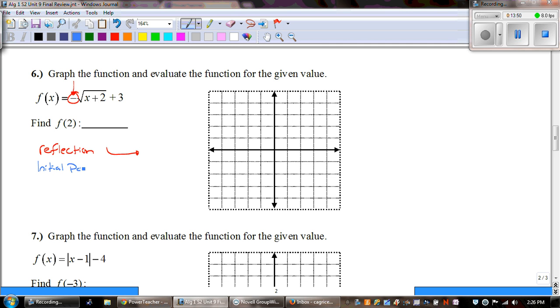The initial point is like the vertex. So I take the opposite, and this stays the same. So our initial point is negative 2 comma 3. And then we graph. So I'm going to start at negative 2, positive 3. There's a reflection, so I'm going down. Down 1, right 1, down 1, right 3. And then from there, we just graph.